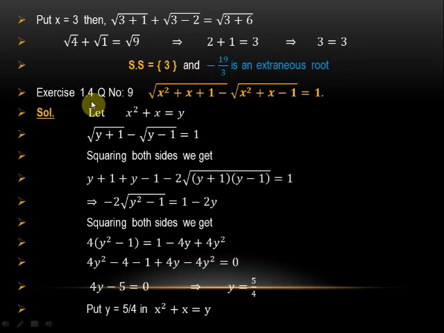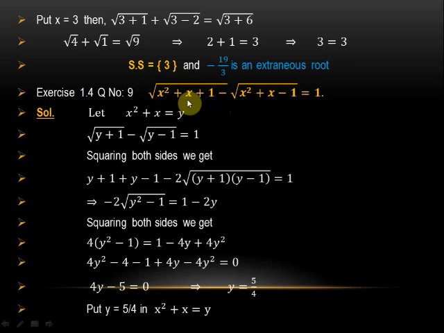Students, question number 9: under root x square plus x plus 1 minus under root x square plus x minus 1 is equals to 1. This question is solved by substitution method.